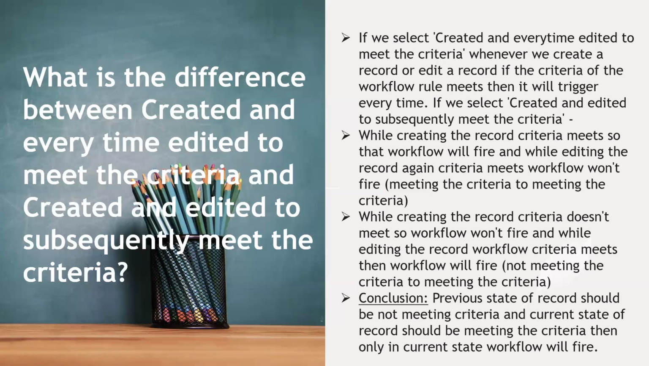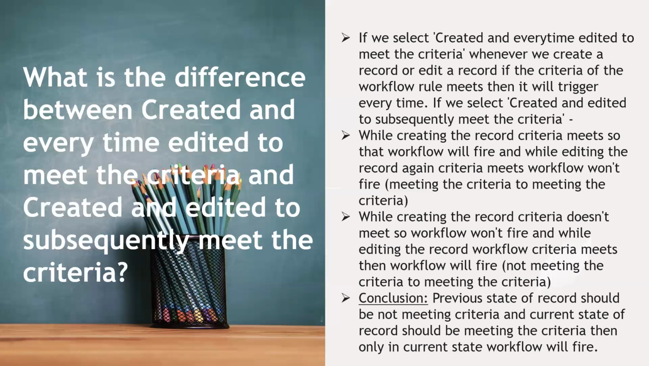Second time, whenever a record is created and edited, if you edit the record 100 times, that action should be fired 100 times. Third option, subsequently meets criteria. Suppose you are going to edit the record and your criteria has been matched, that time the action should be fired. Again, if you edit the record and change some other field, it won't be fired.